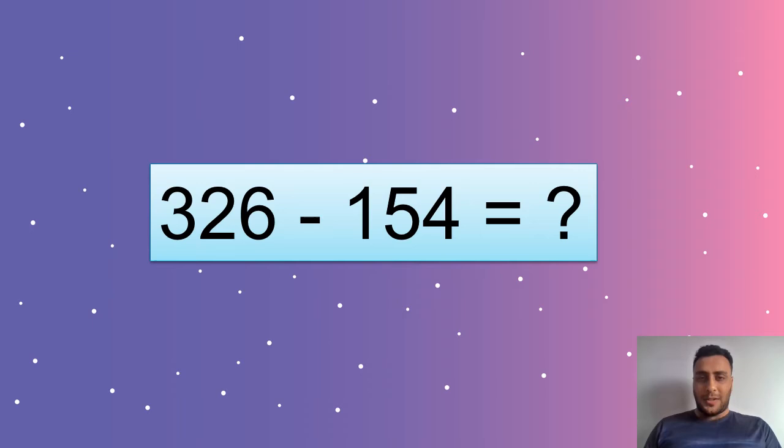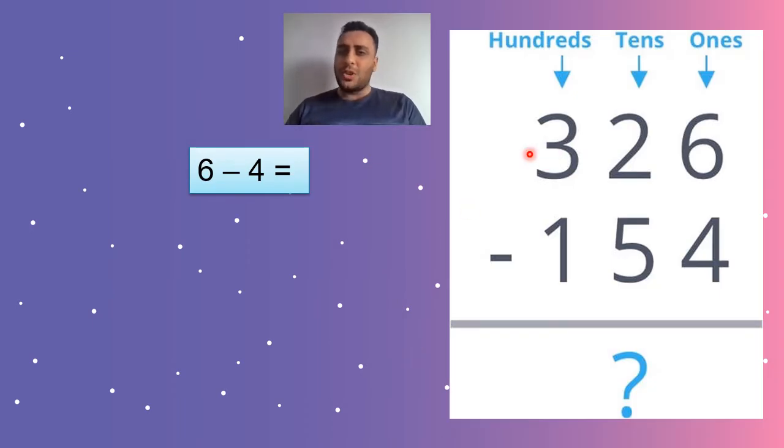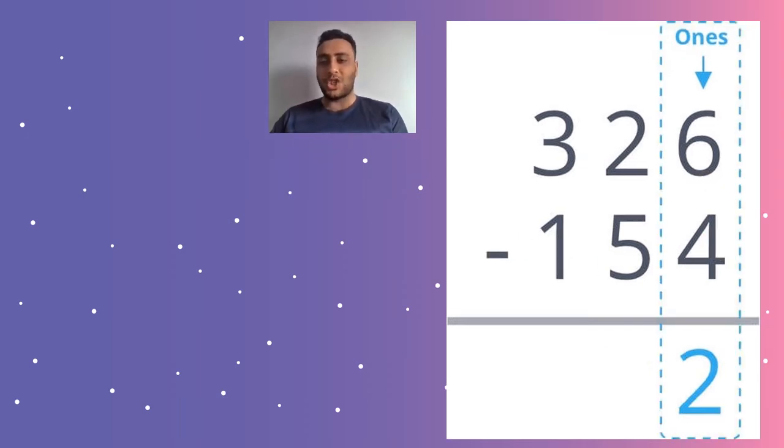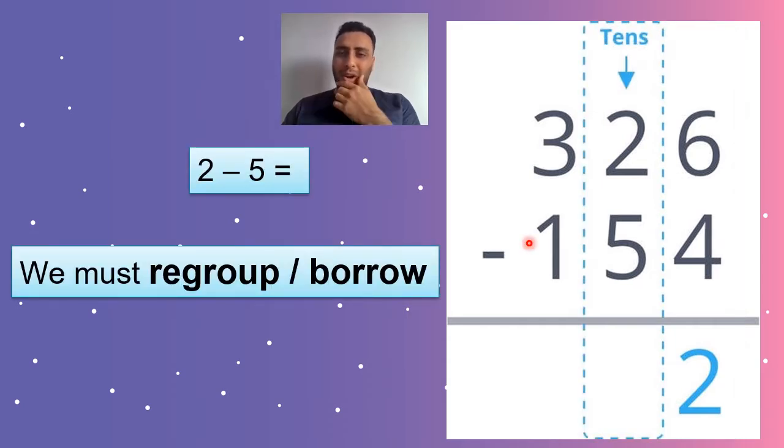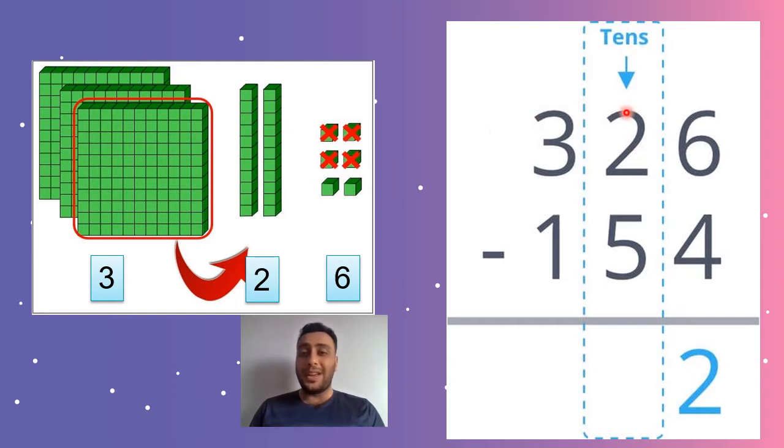Let's look at this one. 326 minus 154. 6 minus 4, too easy. It's 2, right? But what about 2 minus 5? We cannot do it, right? So we have to regroup or borrow. So guys, we need help in tens. We need help, or we have to borrow from the next digit, which is hundreds, right? So we have 2 tens. We have to subtract 5 from it. I cannot do it, right?